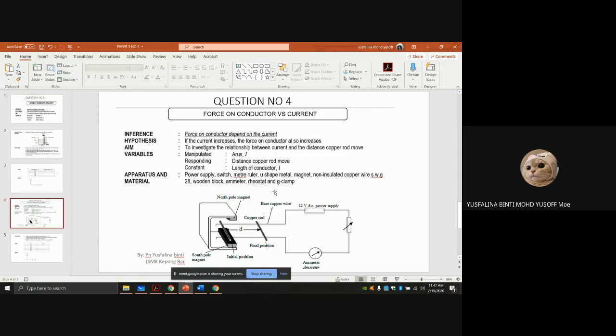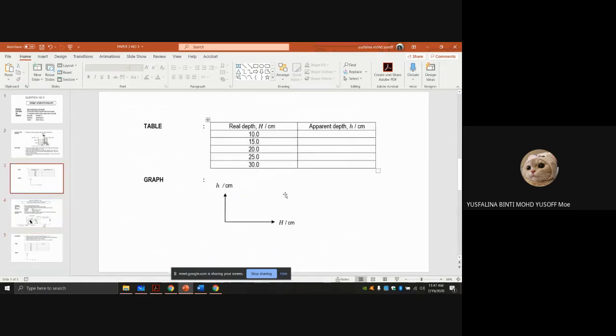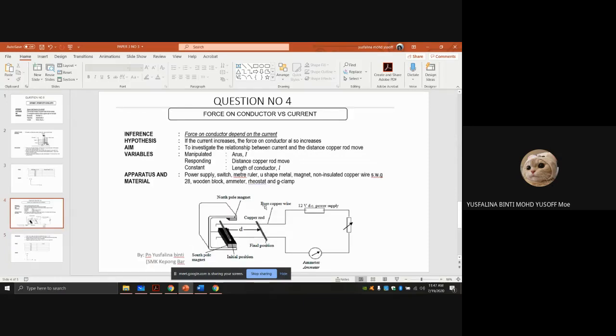So this is the apparatus. I copied it back from the question, and you also have to add some more apparatus. See the meter ruler, because I need to measure the distance, so I have to have the meter ruler. Then ammeter, rheostat, and the G clamp. So this is the diagram. Just copy it back, and make sure you have labels here.